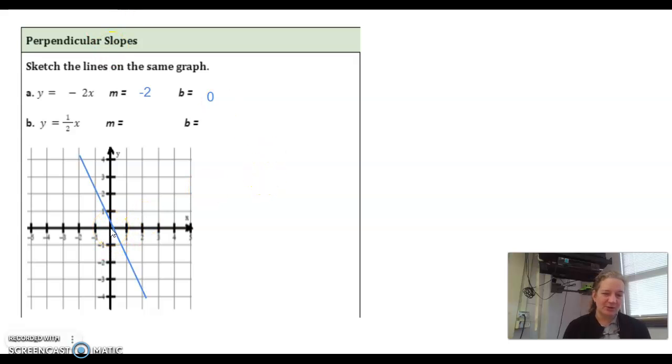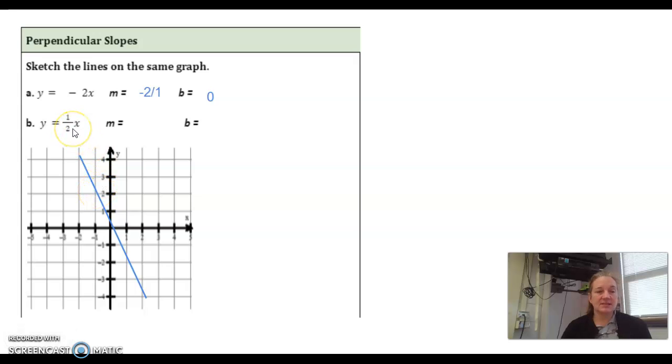If I was a little bit of a better artist, it'd be a better drawing, but it should go through the point 0. And then my line, I go up 2 and then left 1 because it's a negative, right? So it's the same as saying negative 2 over 1. I added the 1 underneath to show you that it's the same as negative 2 over 1 or 2 over negative 1. It doesn't matter. So I went up 2 and I went left 1 because of the negative sign.